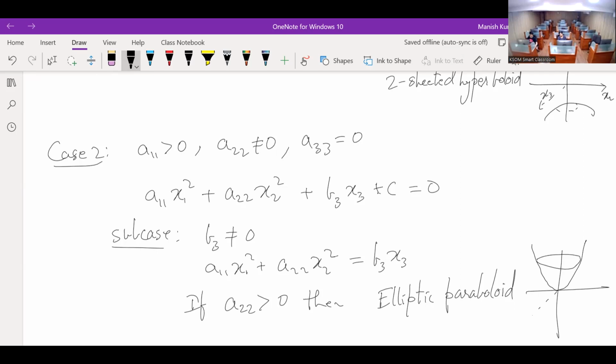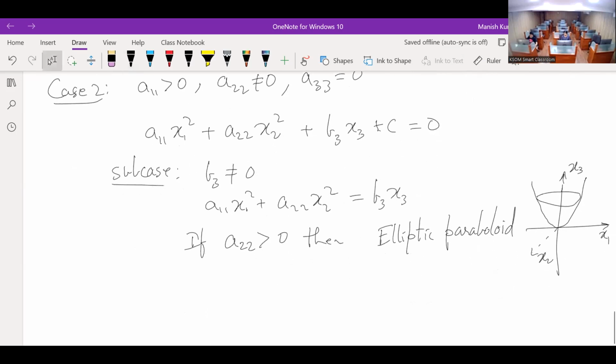Yeah, so this is how it will look. Depending upon whether B3 is positive or negative, it will face upward or downwards. So this is x3, x1, and x2. Okay. And if A22 is negative, then you get something else. So then this equation, if I fix an x3, it is a hyperbola.